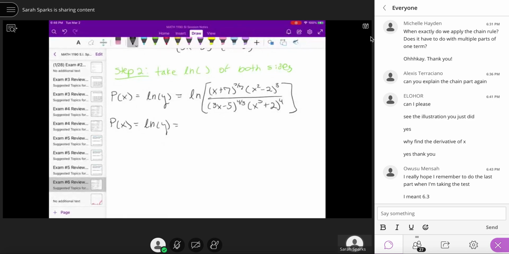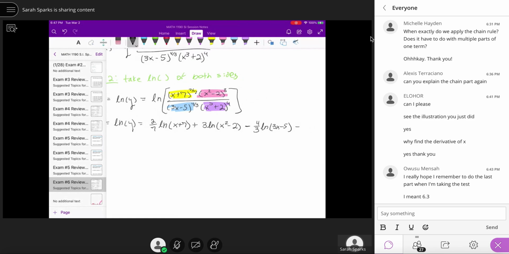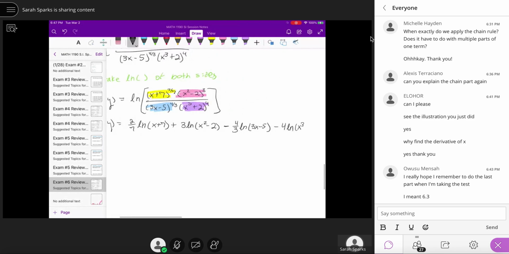Separating all these logs, there's going to be 4 of them, right? There are 4 different things here, so there are going to be 4 different logs. We bring all these exponents down in front of the natural log. They become constants being multiplied by that log. So it's going to be 2/7 natural log of x plus 7, plus 3 natural log of x squared minus 2, minus 4/3 natural log of 3x minus 5, minus 4 natural log of x cubed plus 2.